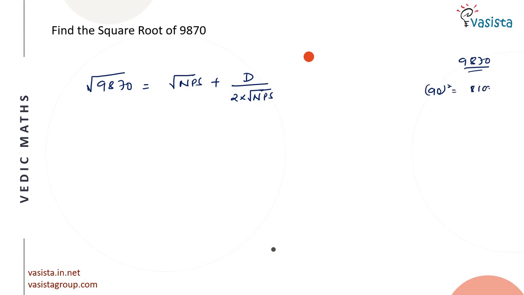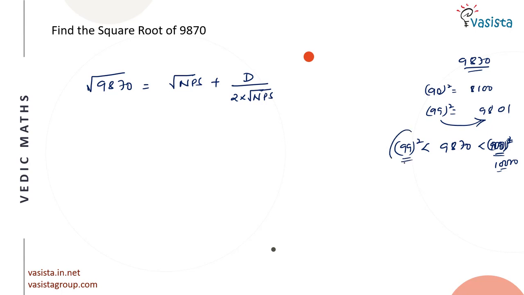Let us check out here. 90 square is 8100. 99 square, you know that. 99 square is what? That is going to be 9801. This is 9870. So this should lie between these: 9870 is more than 99 square, right, and less than 100 square. 100 square is going to be 10,000, right? Take this or this. Let me take this now.